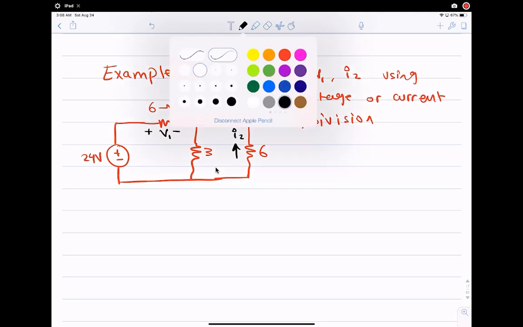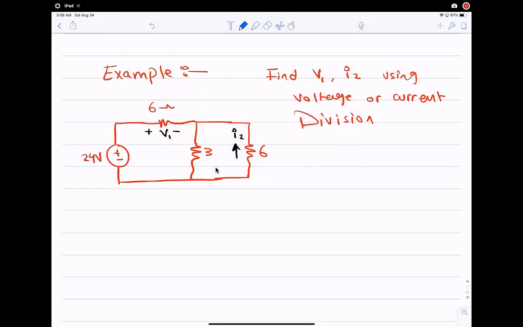Alright, now let's think of our circuit. Usually when you have any circuit, you have to first name all nodes. So if I go and name this node, this is node A, and then this is node B, and this one is node C.